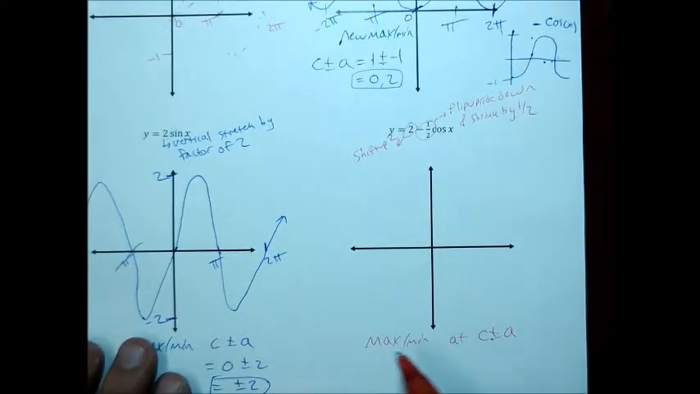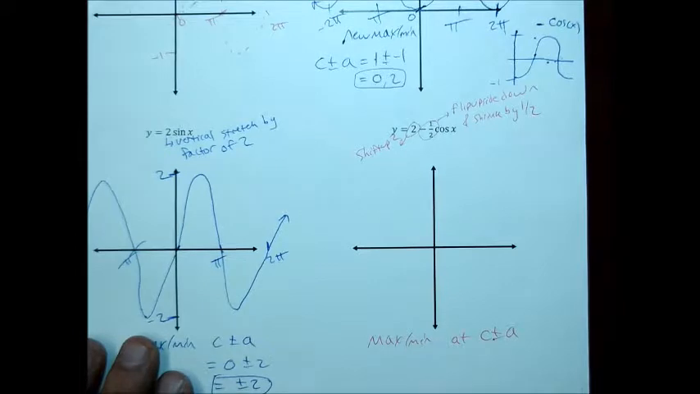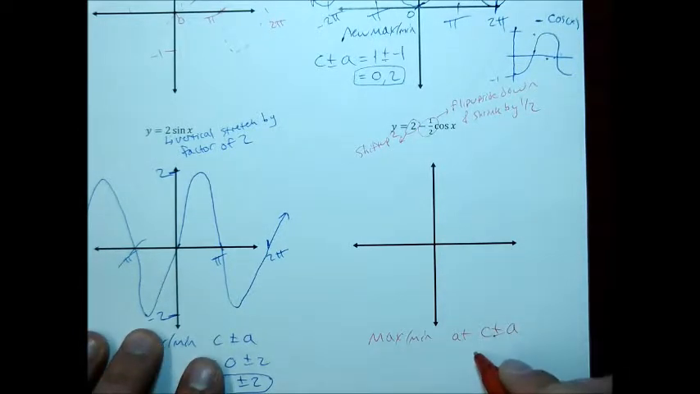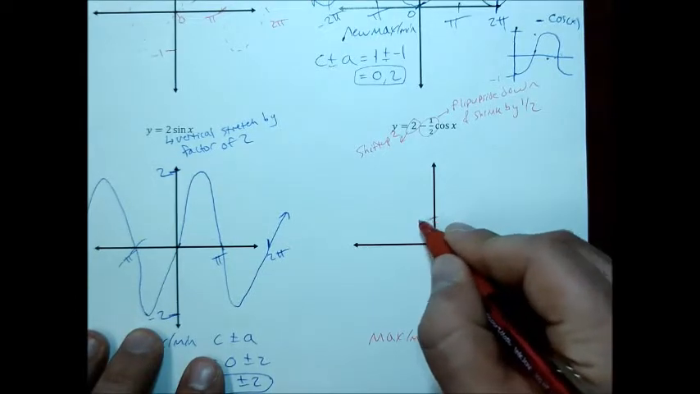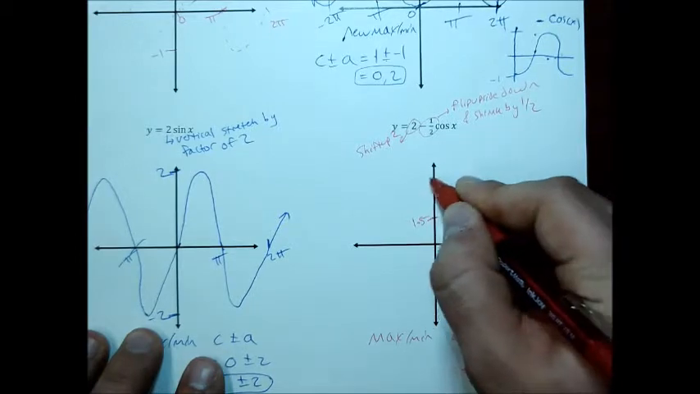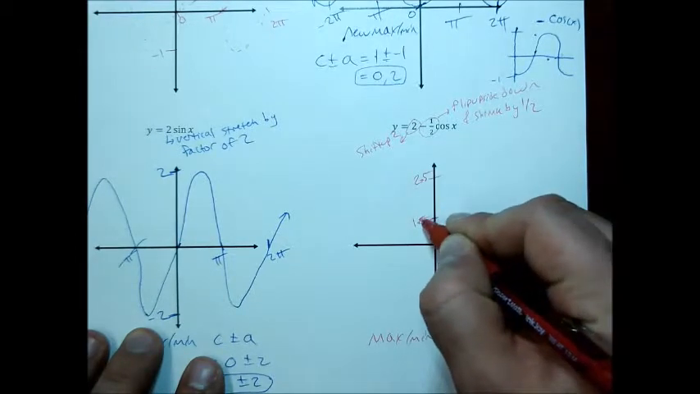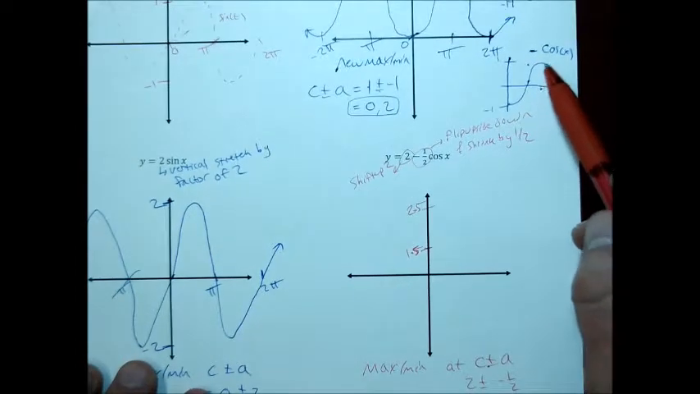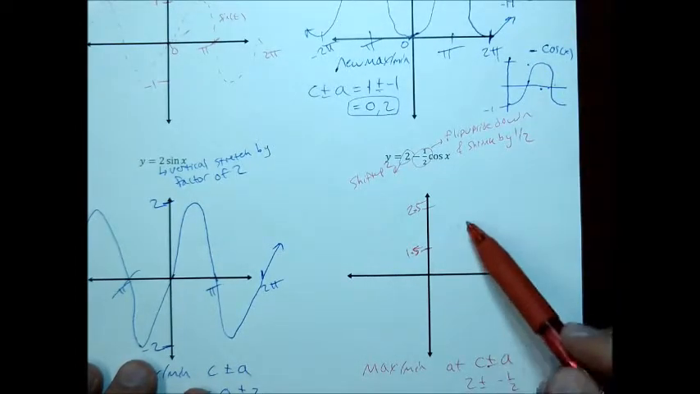And so let's just write down what the min and the max are. The min and the max are going to be at C plus or minus A. You can see C is 2 and A is minus 1/2. And so this is going to be 2 plus or minus minus 1/2. And so that's going to be 1.5 and 2.5, because the graph moved up. Right? And so our new max and our min are going to be at 1.5 and 2.5 instead of 1 and minus 1. And it's going to look like this. It's going to be an upside down cosine that goes between those 2 points.